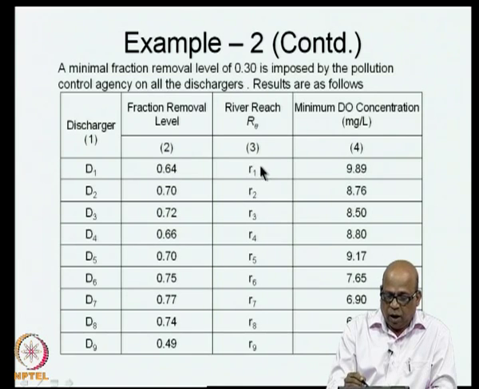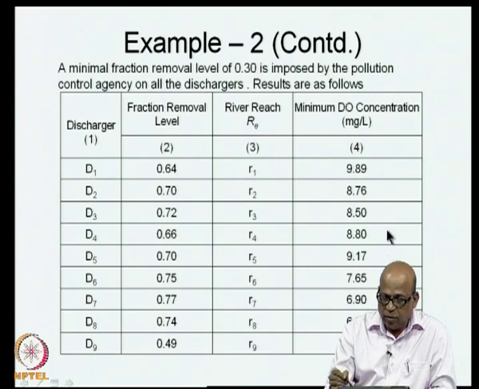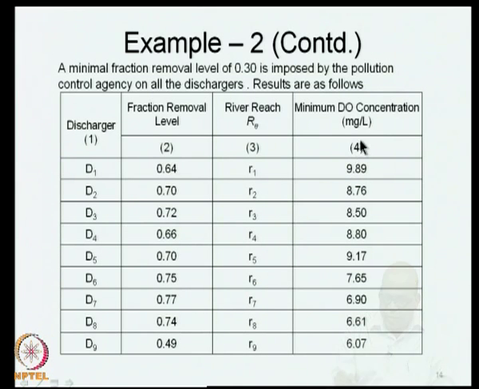And the minimum DO concentration level. Remember, this is not the DO deficit. From the DO deficit, we have converted into DO concentration and then obtained the DO concentration. So, R1 you will have a DO concentration of 9.89, 8.76 and so on. As a result of this solution, you will get this particular quality. This is the interpretation of the solution, and this is the best compromise solution in the presence of the conflict among the pollution control agency as well as among the dischargers.